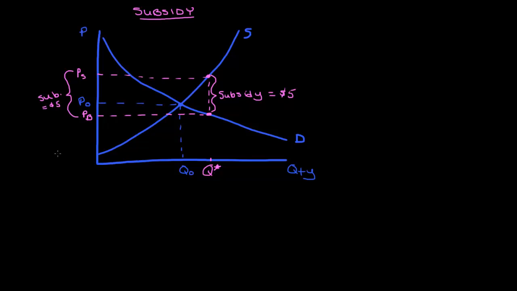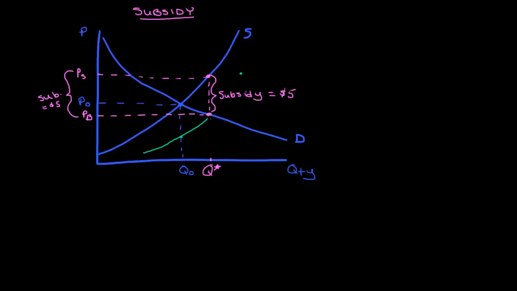Now, just to emphasize that it does not matter whether the consumer or the producer receives the subsidy, let's imagine that the subsidy was initially given to the seller. If a $5 subsidy is given to the seller, then you can think of this as the subsidy reducing the marginal cost of production. So the supply curve would shift down by the value of the subsidy. At each and every quantity, the supply curve would shift down by $5. At a quantity of Q0, it would shift down by $5. At a quantity of Q-star, it would shift down by $5.